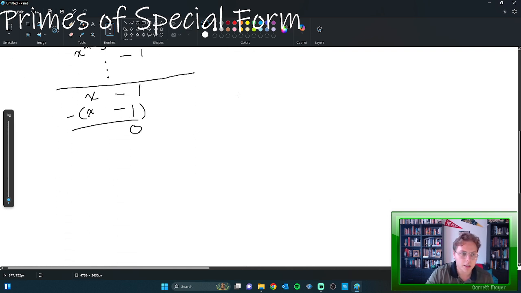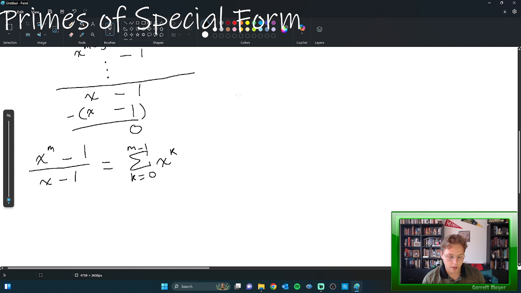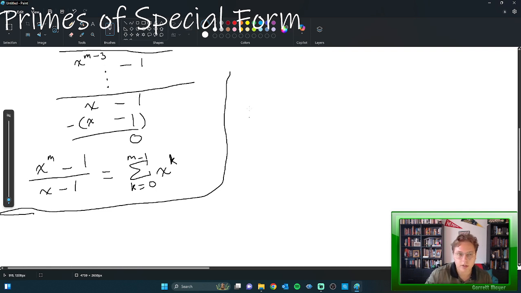So to write this in a bit of a simpler notation, what we just found is that x to the m minus 1 over x minus 1 is the sum of k equals 0 to m minus 1 of x to the k. And some of you might actually recognize this problem. This is actually the formula for summing a geometric series. We just used this long division method to derive that formula. So let's block this off.